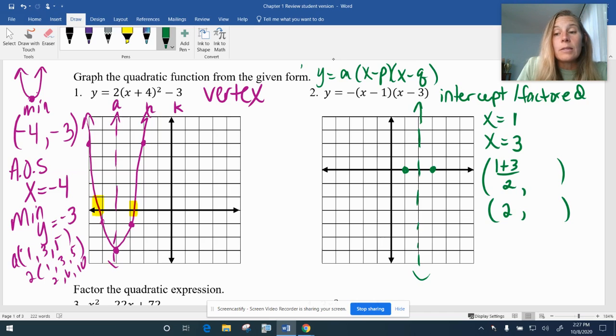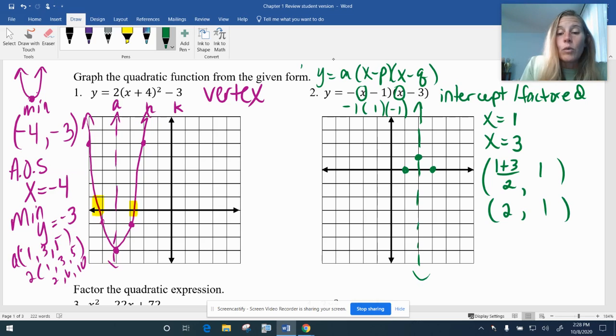Now, to get the second part of the vertex, you would then plug in that 2 in for each of these x's in the original equation here. 2 minus 1 is 1. 2 minus 3 is -1. And when you multiply that out, you get +1, which would be your y value of the vertex. So over 2, up 1.